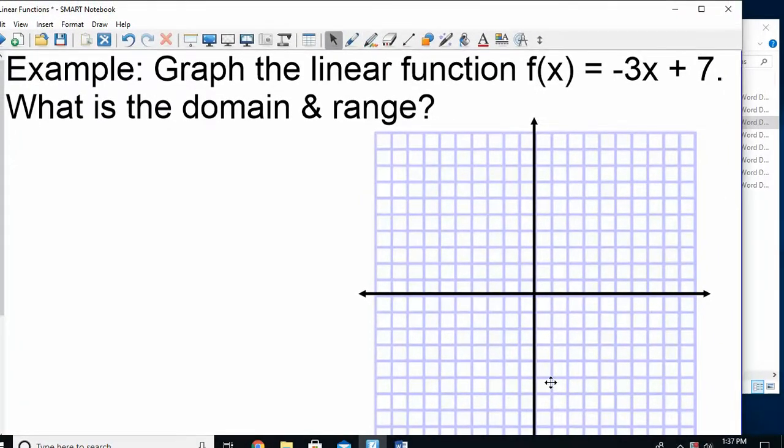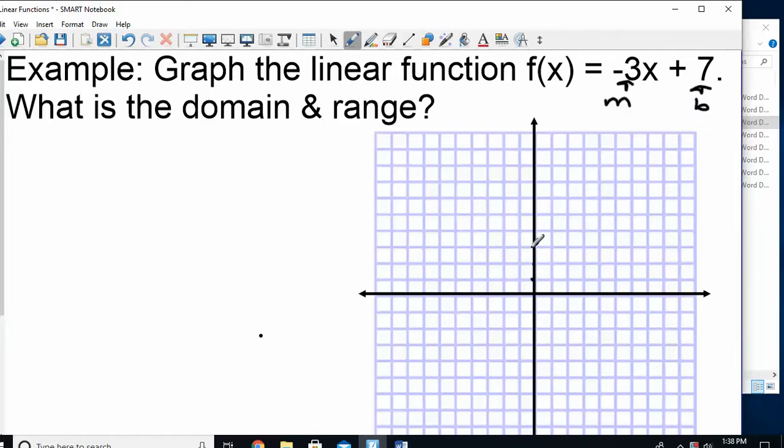Wanted to graph the function f of x equals negative 3x plus 7. Give the domain and range. If I ask you to graph this, where do we start? Remember that this is just a line. The negative 3 is your slope. The 7 is your y-intercept.